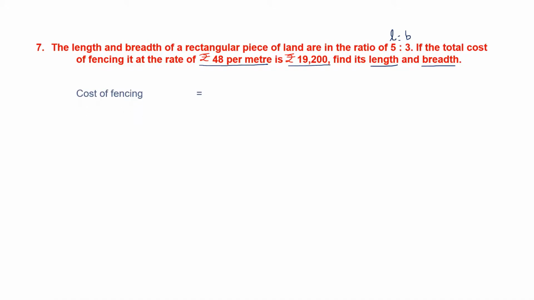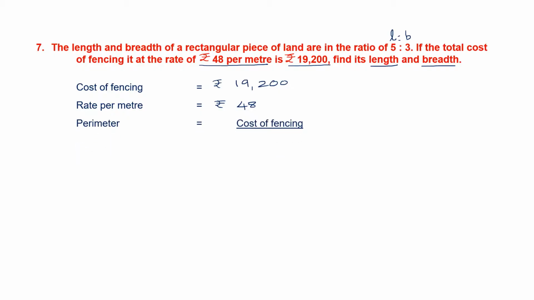So let's begin. Cost of fencing. We are talking about the total cost of fencing, which is 19,200 rupees. Then the rate per meter is also given to us. The rate per meter is 48 rupees per meter. Now, perimeter is cost of fencing divided by the rate per meter. Now, how did we get this formula? Remember, earlier we used to find the cost of fencing, and that time we used to write rate into perimeter. So, to find perimeter, we should say cost divided by rate.